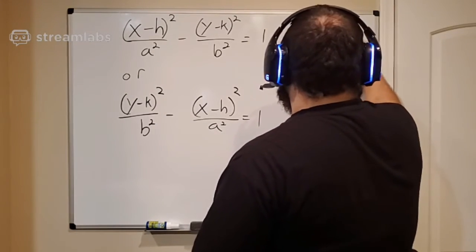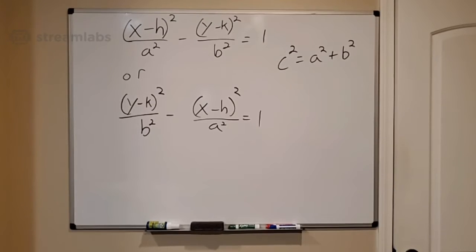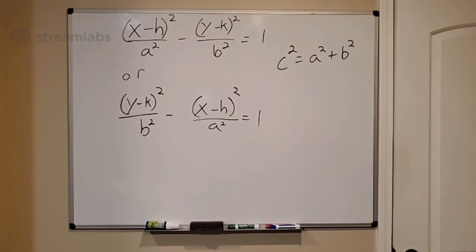For hyperbola, it is basically the same thing as the Pythagorean theorem. And before anybody asks, no, it is not the Pythagorean theorem. It is just the same relationship. But it is a squared plus b squared equals c squared. So in this case, it doesn't matter what kind of hyperbola you have. If it is up and down, or left and right, it'll still be a squared plus b squared.